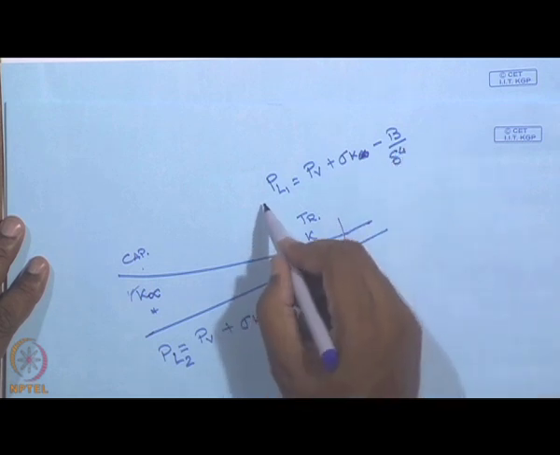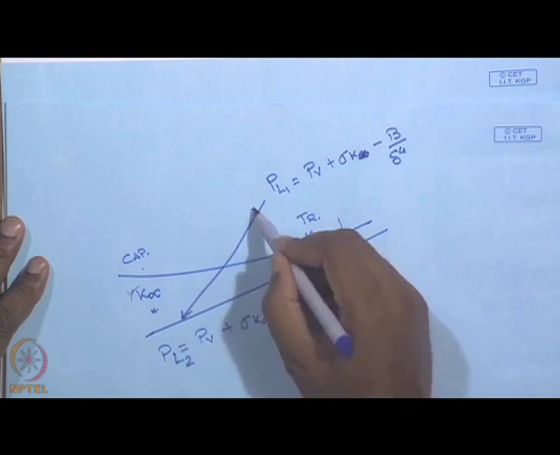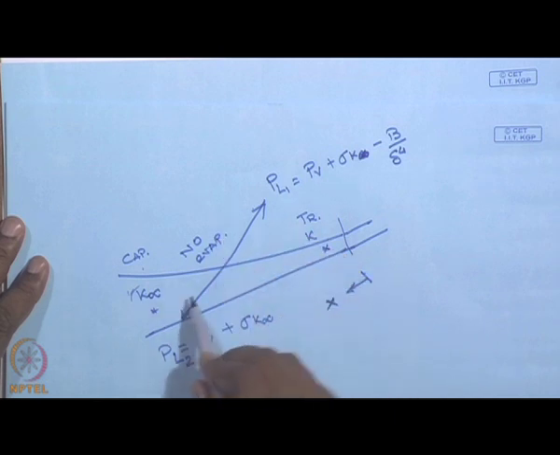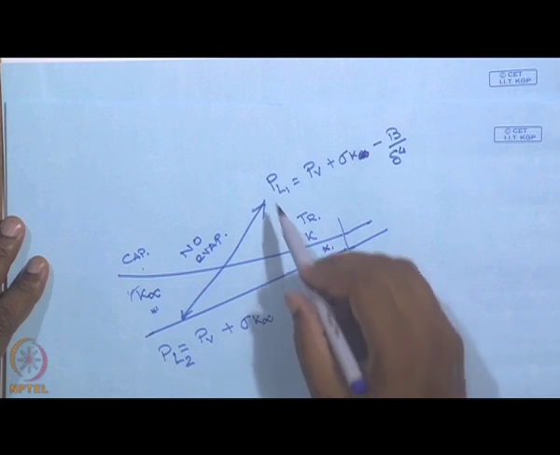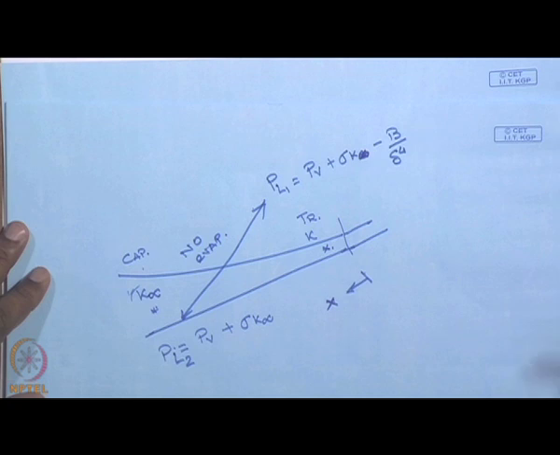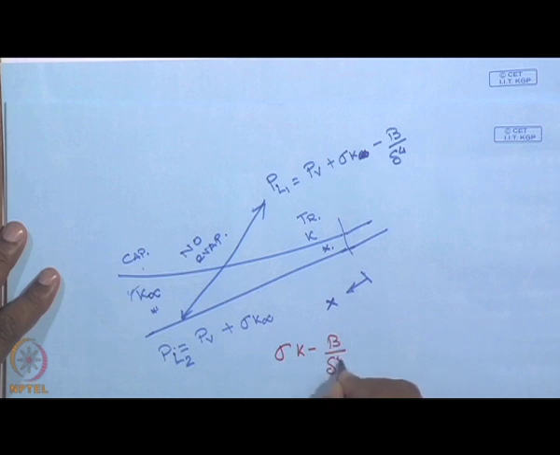Now, since it is at equilibrium and there is no evaporation, there cannot be any flow at steady state from point 1 to point 2. So, PL1 must be equal to PL2, and what we get essentially then is that sigma k minus b by delta to the power 4 is equal to sigma k infinity.